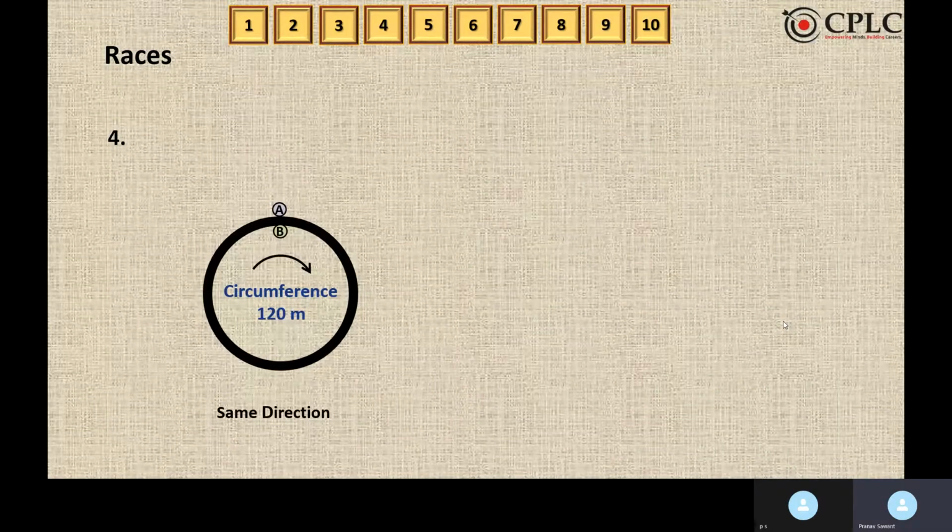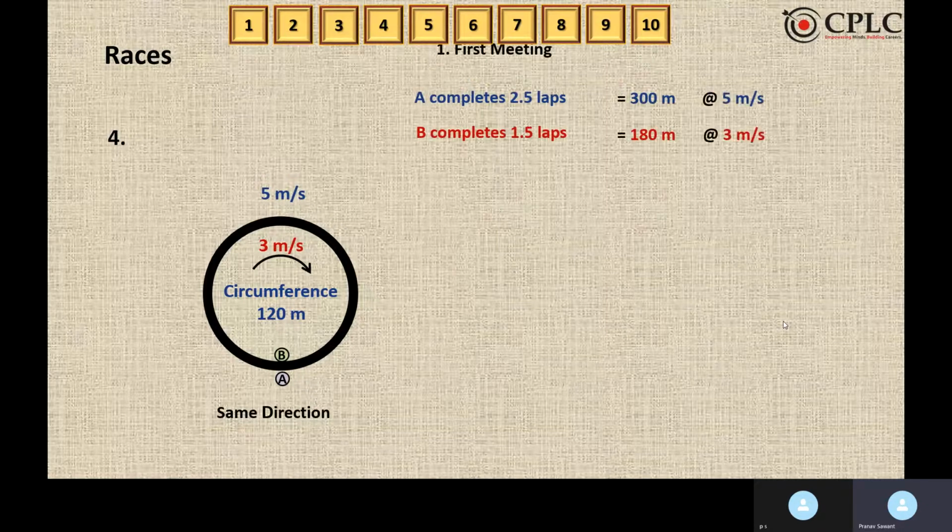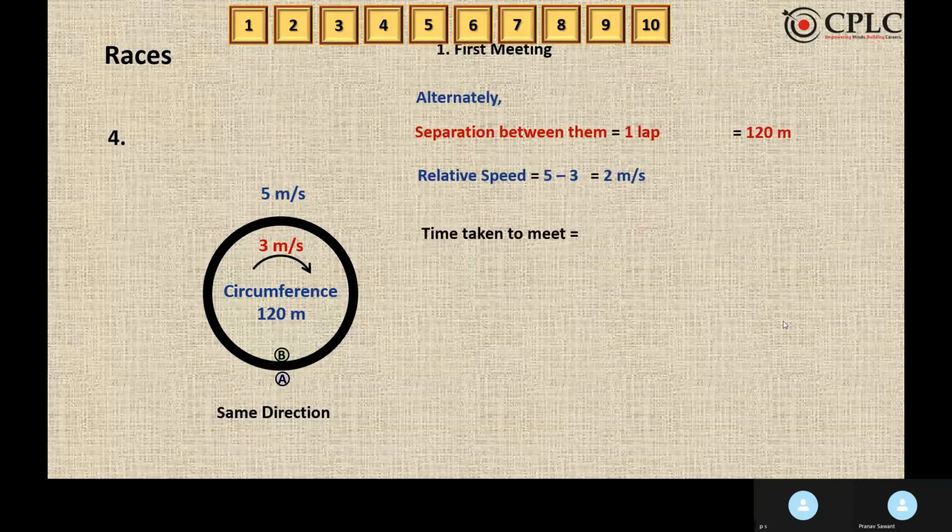Now, first question has a formula. So there is a concept that we have learned. So we will apply that formula over here. So for the first meeting, it would be a simple formula. Separation is 120 meters, relative speed, as they're moving in the same direction, is 2 meters per second. So time taken to meet would be 120 upon 2 meters per second, that is equal to 60 seconds. So answer to the first question is 60 seconds.